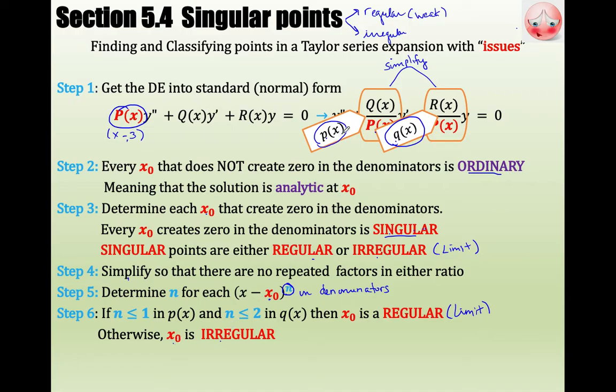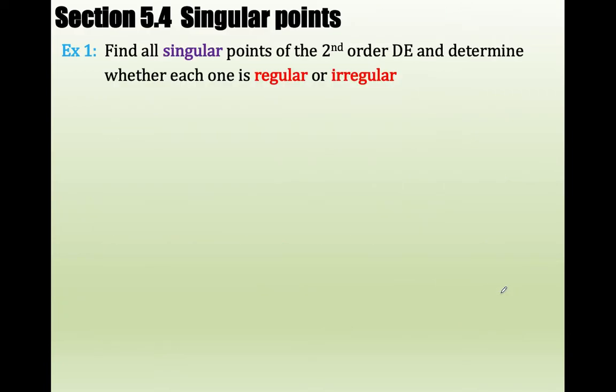If you have too many factors, if you have more than one of your singularity factor in the first denominator, or more than 2 in your second one, and it doesn't matter which, it only takes one condition to be violated, and then you are irregular. So again, this work here, step 5 and step 6, is to avoid limit work. So let's do some. Find all singular points of this second order differential equation and then determine whether each is regular or irregular.